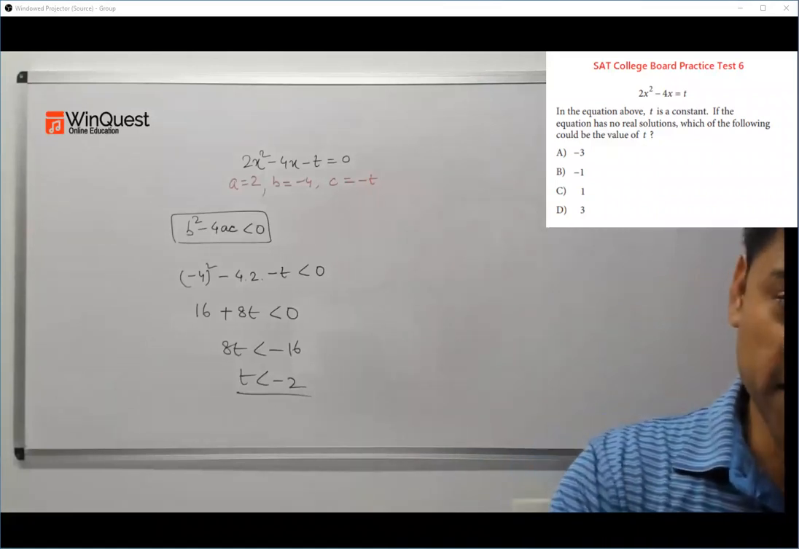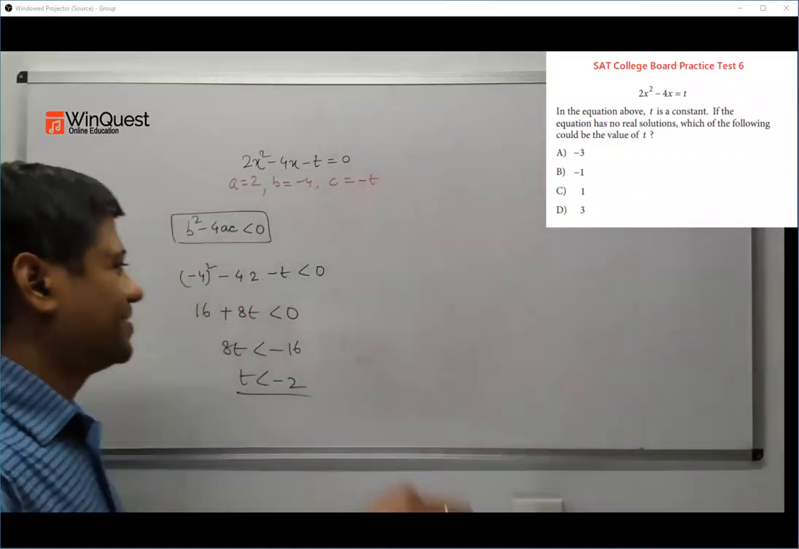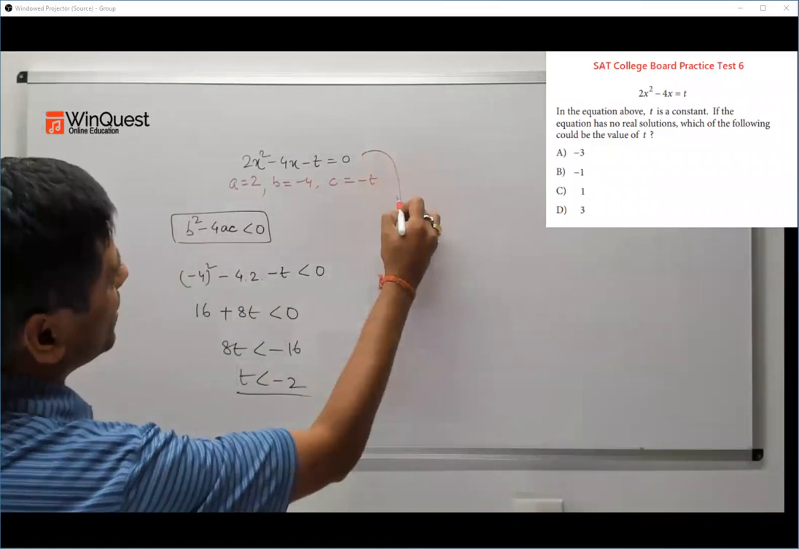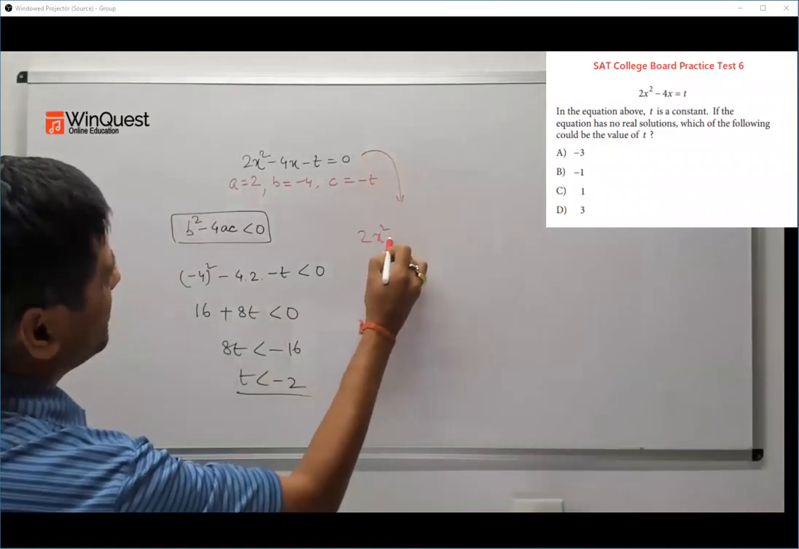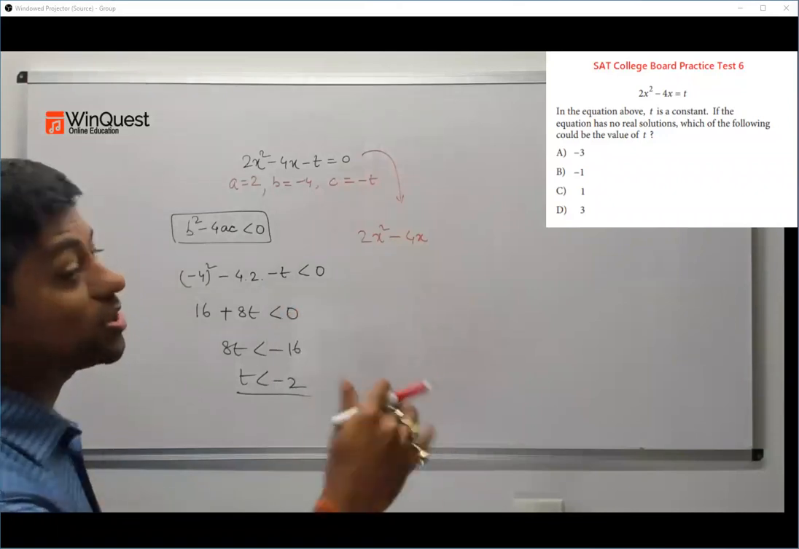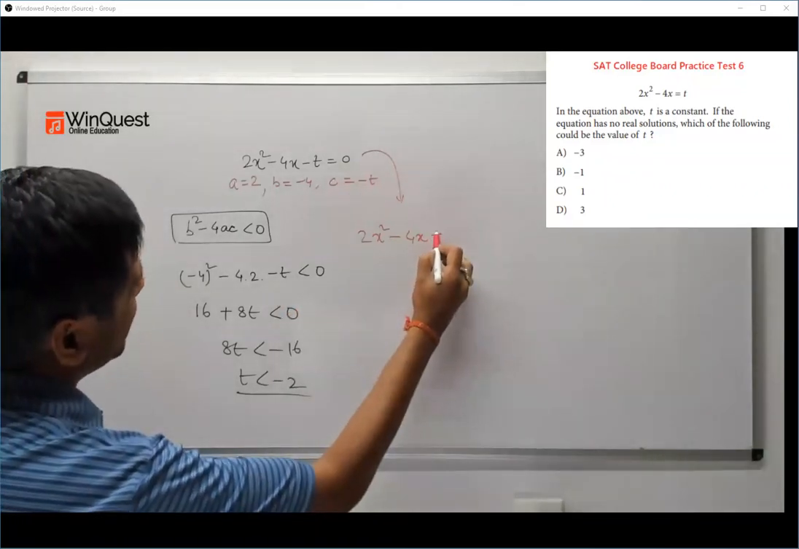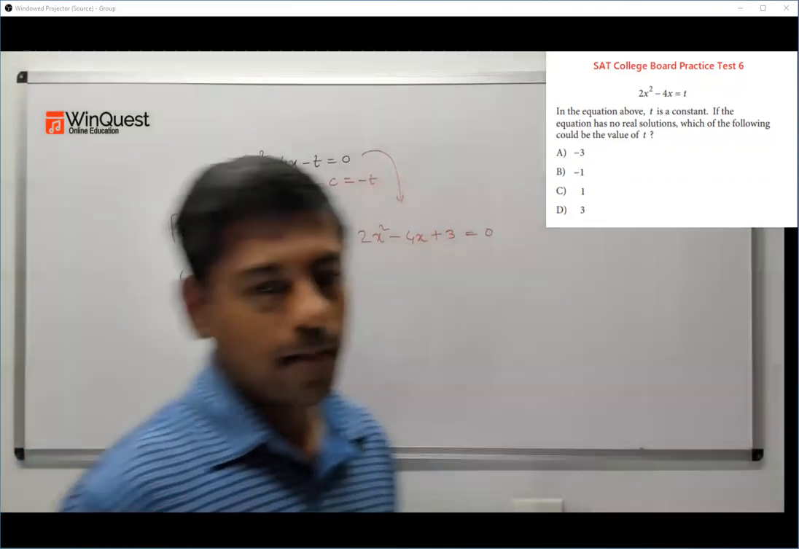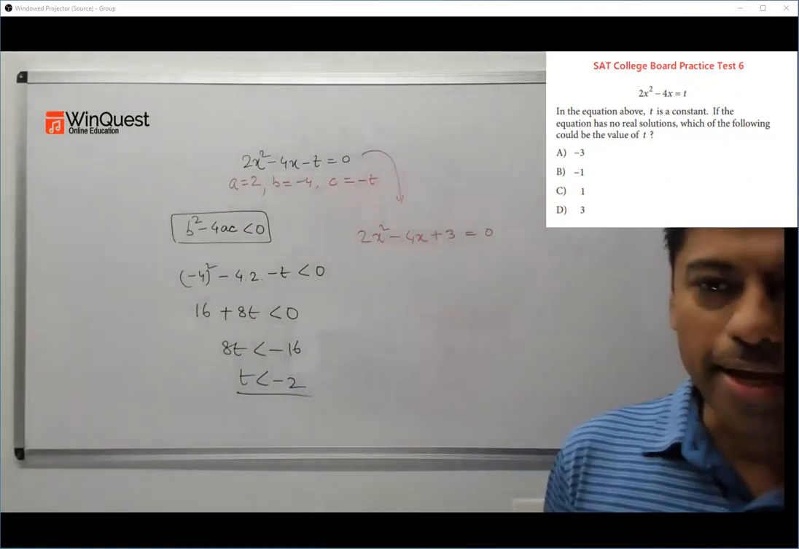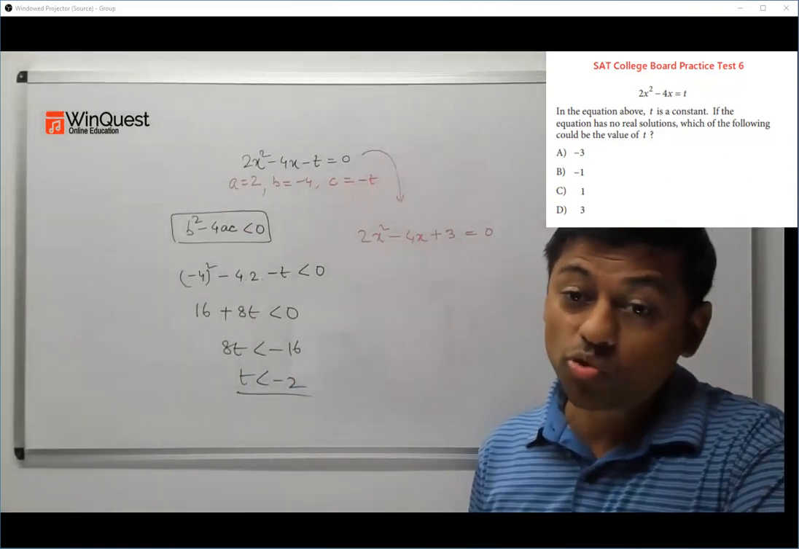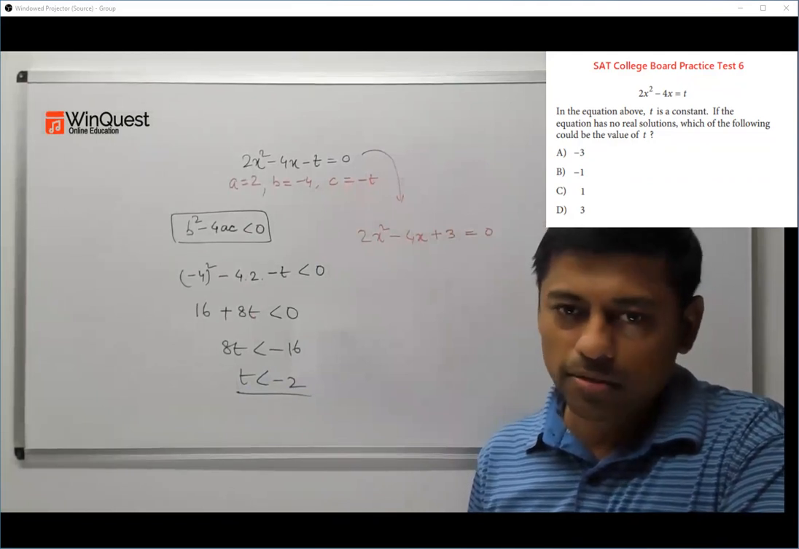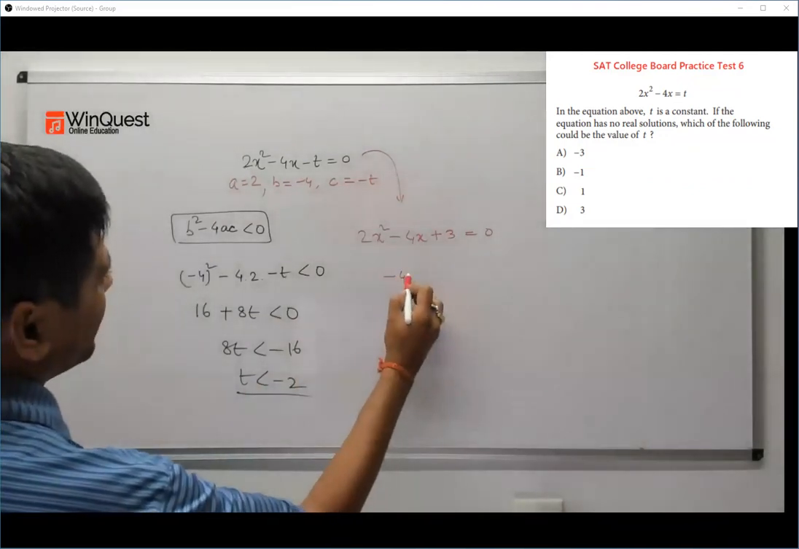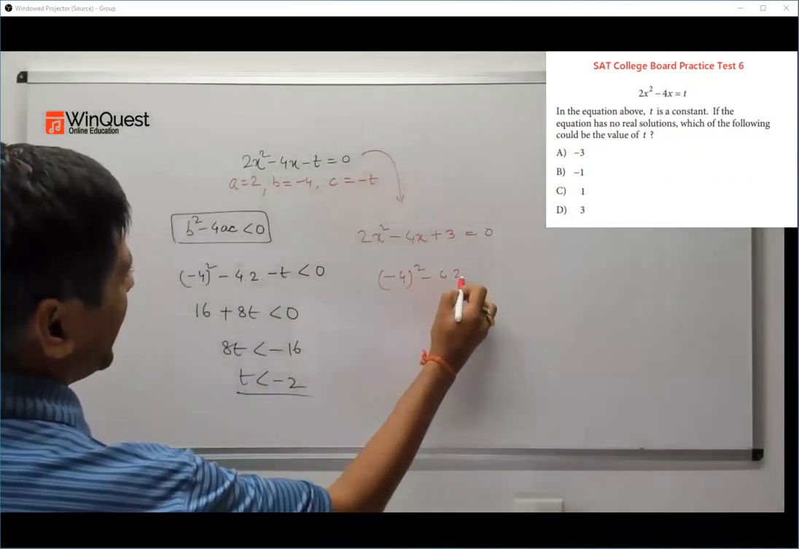Okay. Let's see that. t is minus 3. The entire equation becomes 2x squared minus 4x plus 3 equals 0. So b squared, what do we need if the equation has no real solution? Then it has to be less than 0. No real solution. b squared minus 4ac.